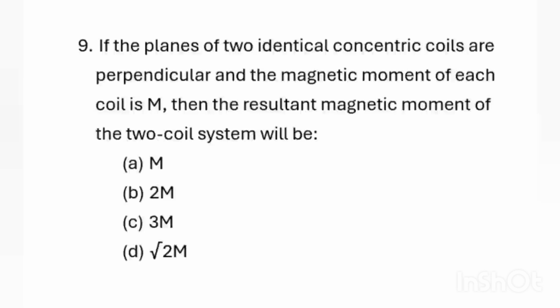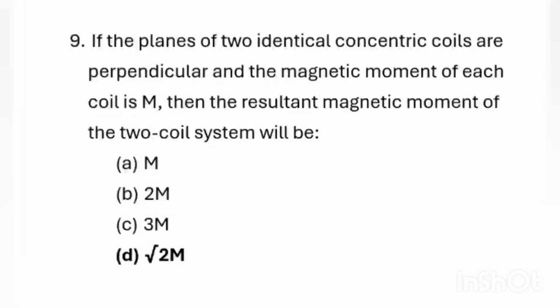Question number 9. If the planes of two identical concentric coils are perpendicular and the magnetic moment of each coil is m, then the resultant magnetic moment of the two coil system will be option A m, option B 2m, option C 3m, option D root 2m. Here the correct answer is option D root 2m.